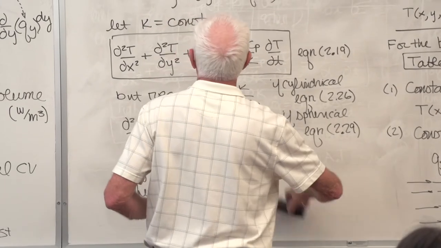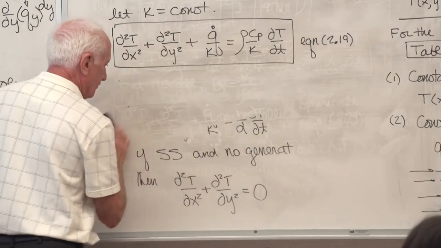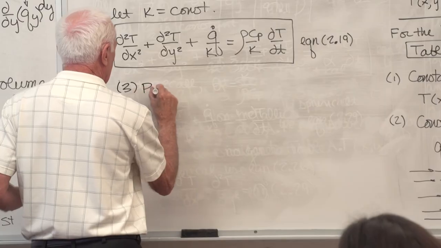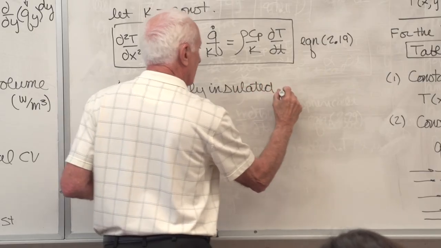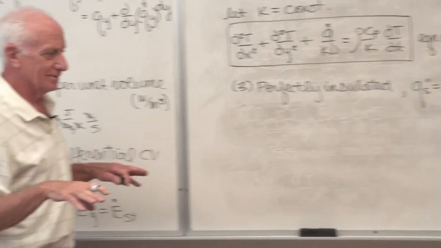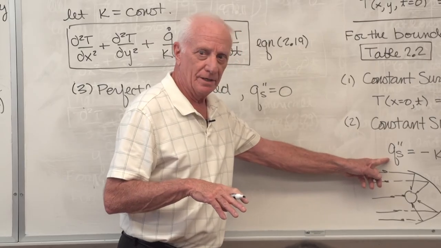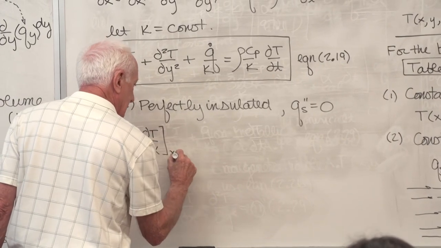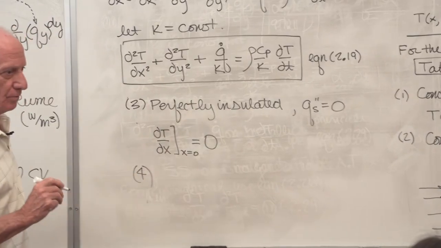Let's take number four. I'm gonna do it right here. Okay, number four is if the surface is perfectly insulated. Number three, perfectly insulated. That means that the surface heat flux is zero. There, it's insulated. No heat gets across that boundary. So in that case, in condition two, replace the QS double prime with zero. So dT dx at the location, I'm assuming X equals zero, whatever it is, is zero. That's the one you use for an adiabatic boundary.